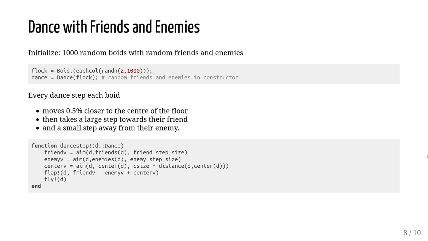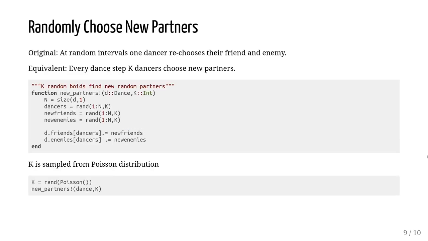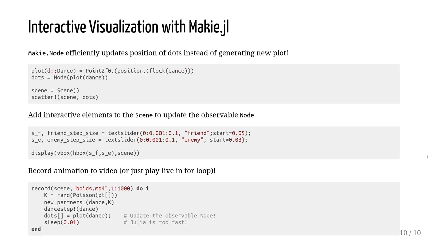I also define a dance step for the dance, which has every Boid aiming at their friends, enemies, and the center, and taking the appropriate steps towards each. To introduce randomness into the dance, at random intervals, one dancer will re-choose their friends and enemies. An equivalent way to say this is that every dance step, K dancers choose new partners, where K is sampled from a Poisson distribution. To interact with and visualize our dancing flock, we use Makie.jl.